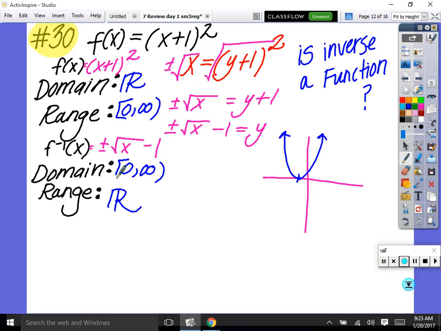Let's check to make sure that that's right. So if we were going to graph this, it's a shift of down. I'm going to graph it in red. Shift of down 1, right? And then it's the top half and bottom half.